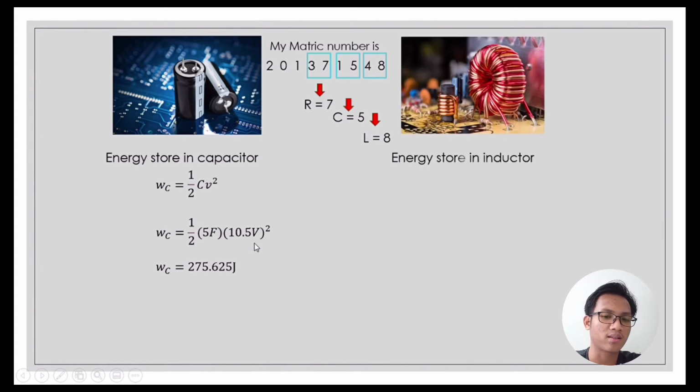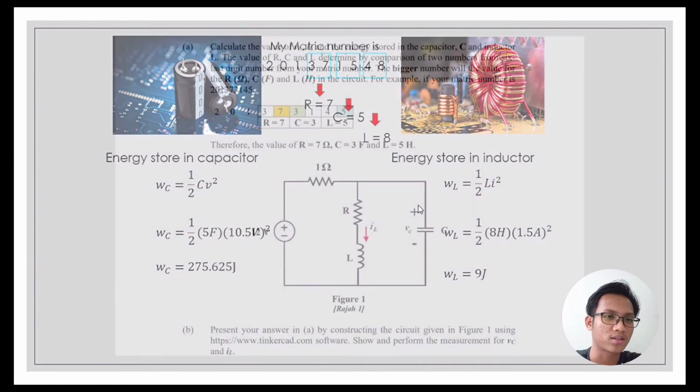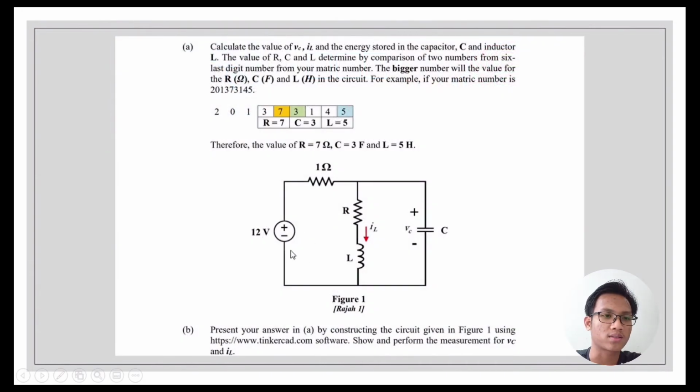Energy stored in inductor, the formula is here. Then we can simply substitute all the number. 8 Henry from 8 Henry, the value for inductor. 1.5 ampere is value for I. Then the answer is 9 joule. Next, this question want us to present your answer by constructing the circuit given in figure 1 using Tinkercad software.